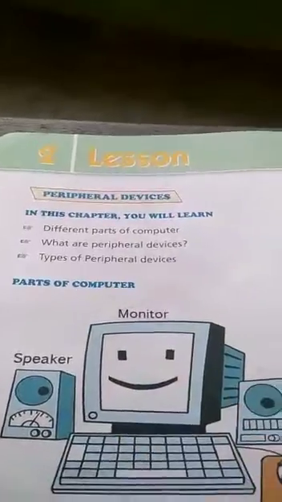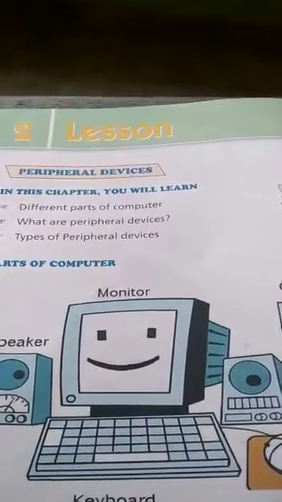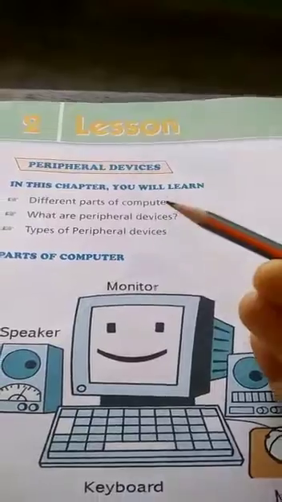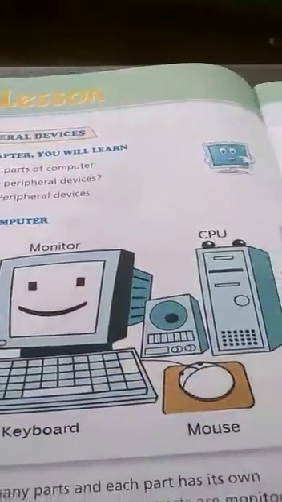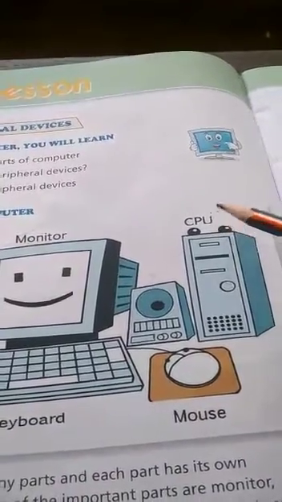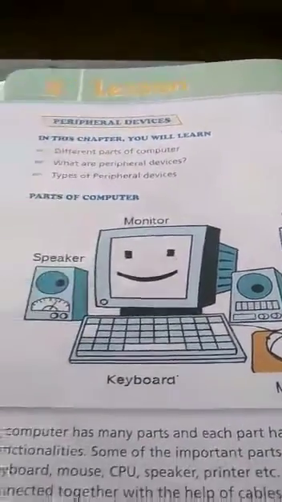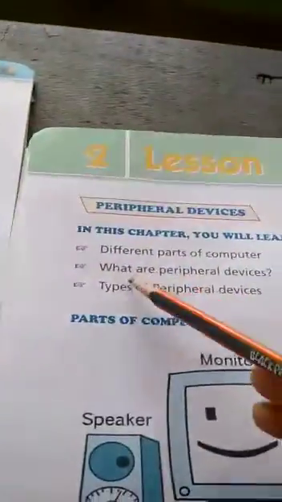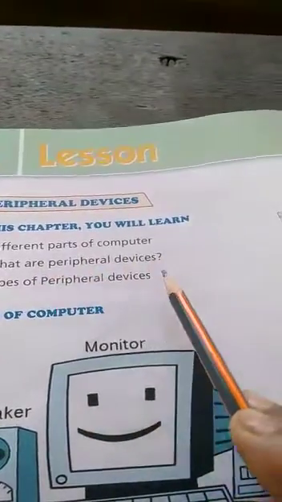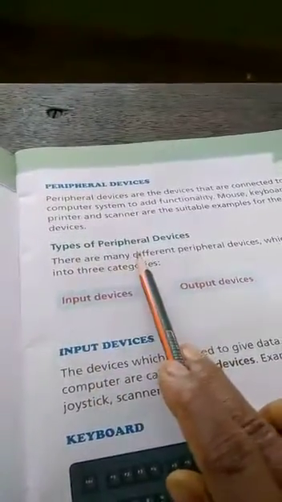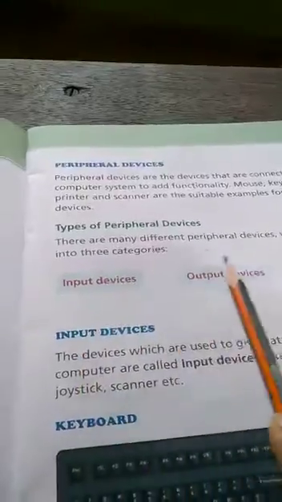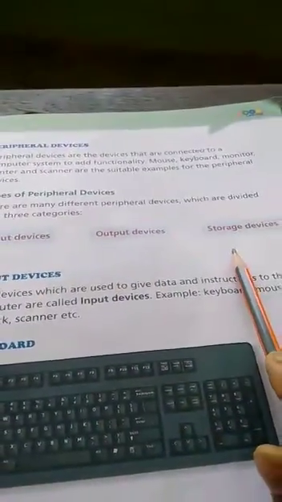Parts of a computer. Our human body has many parts: ears, nose, etc. The computer also has many important parts: monitor, speaker, keyboard, mouse, CPU, UPS, everything. And peripheral devices. Now your lesson is what peripheral devices are, which are connected to the computer. I already told you in the first video. They are separated into three categories: input devices, output devices and storage devices.